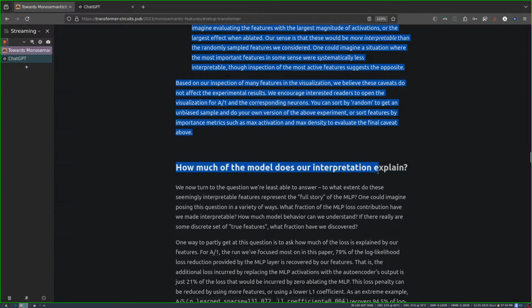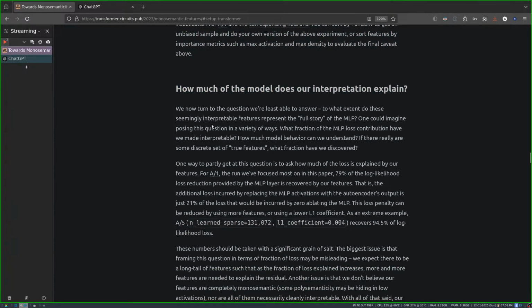How much of the model does our interpretation explain? We now turn to the question we are least able to answer. To what extent do our seemingly interpretable features suppress the full story of the MLP? One could imagine posing the question a variety of ways. What fraction of the MLP loss contribution have we made interpretable? How much of the model's behavior can we understand? If there really is some discrete set of true features, what fraction have we discovered?